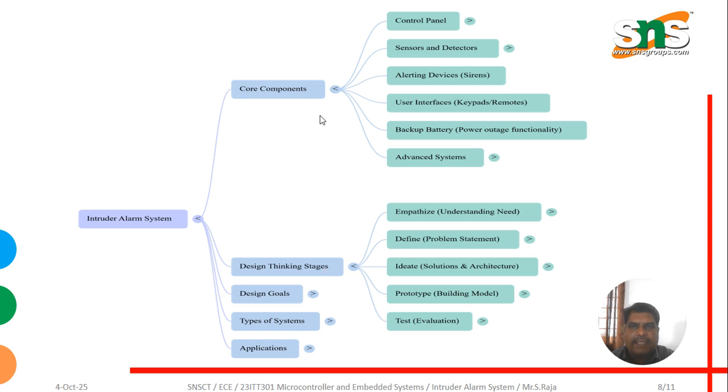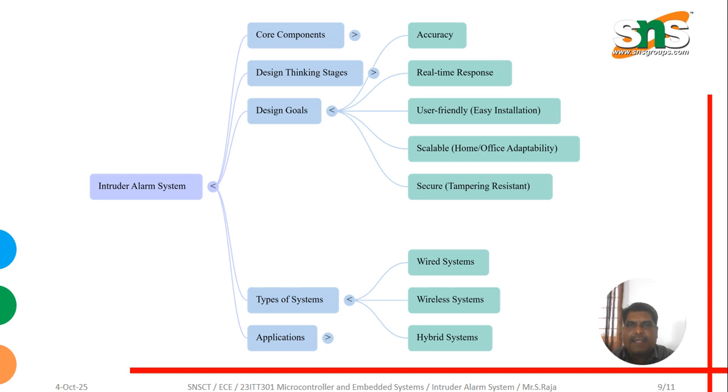I also discussed this intruder alarm system in the 5 phases: empathize, to understand the need; define, to provide a problem statement; ideate, to get a solution and architecture for this exact problem; then prototype, building a model for the user or our design; and finally test and evaluation. Then we discuss the application part.